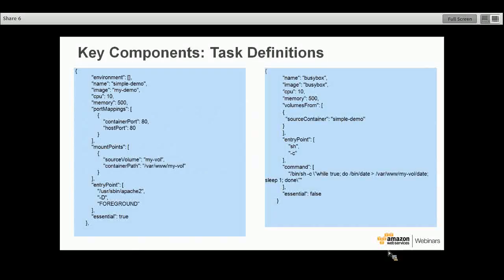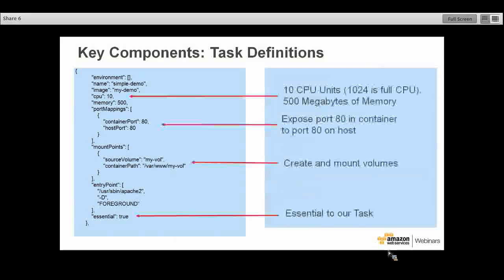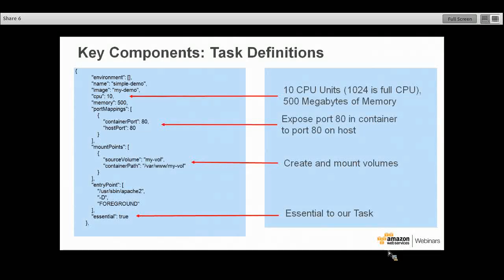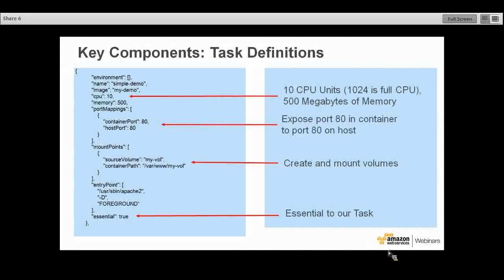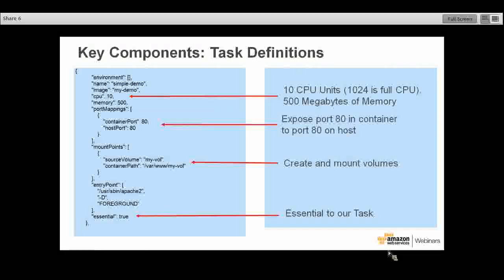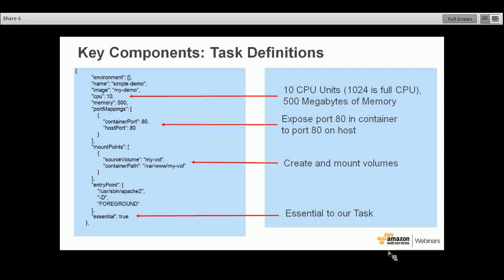So let me just take you through what a task definition looks like so that you can see some of the elements of that. One of the components of a task definition is, for example, the amount of CPU and the amount of memory, and here we have, for example, 10 CPU units and 500 megabytes of memory. You can specify the amount that you want your container to use. You also can specify the port mappings. So what port your application exposes on the container, and then what port you want it to be exposed on your host, the EC2 instance.